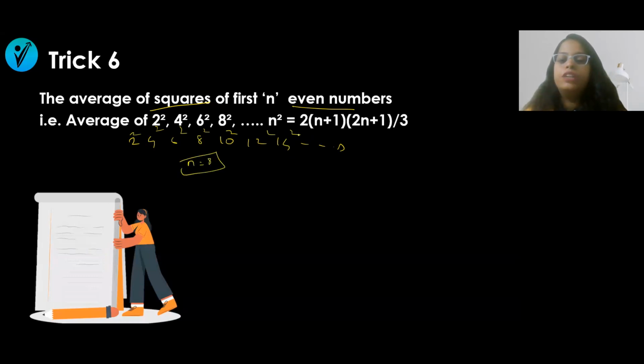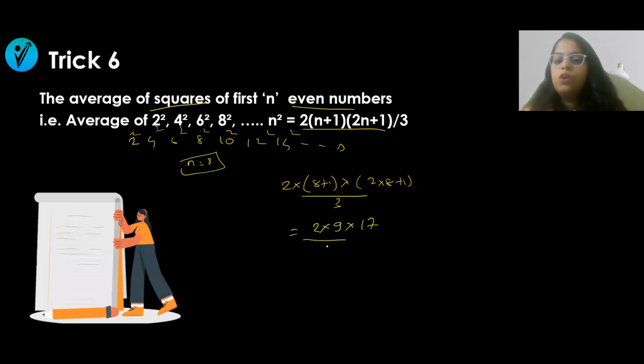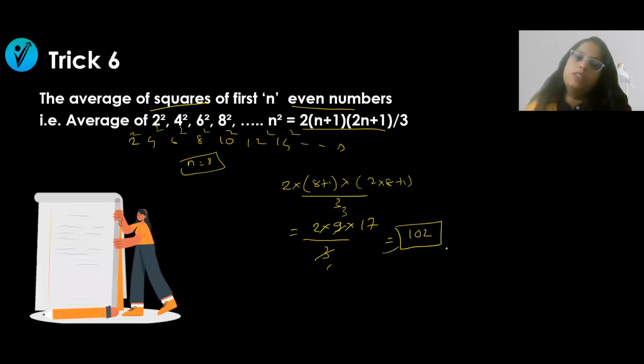So what will be the average of it? We will simply put the values in: 2 into n plus 1, meaning 8 plus 1, into 2 into 8 plus 1, whole divided by 3. So 8 plus 1 is 9, into 2 times 8 is 16 plus 1 is 17, whole divided by 3. 17 3s are 51, and the double of 51 is 102. So the average will be 102.